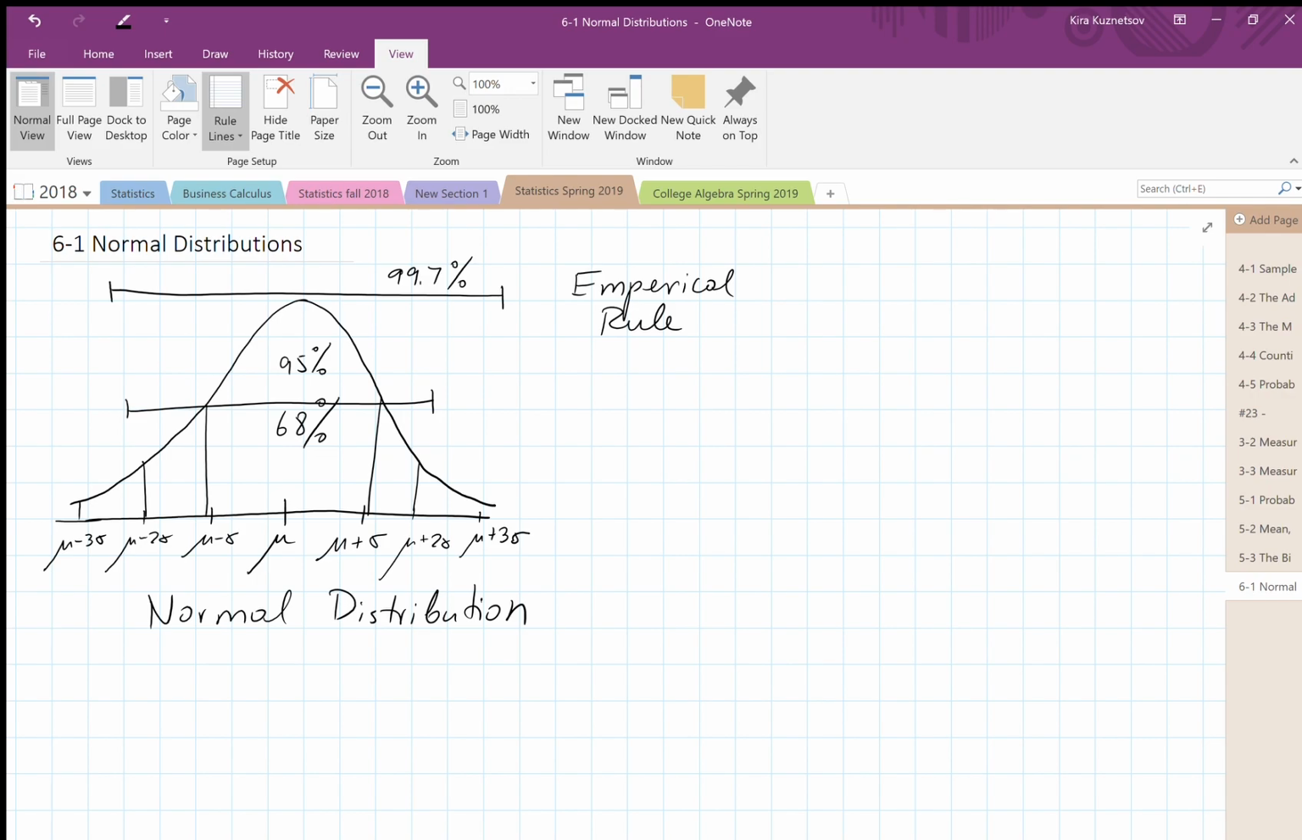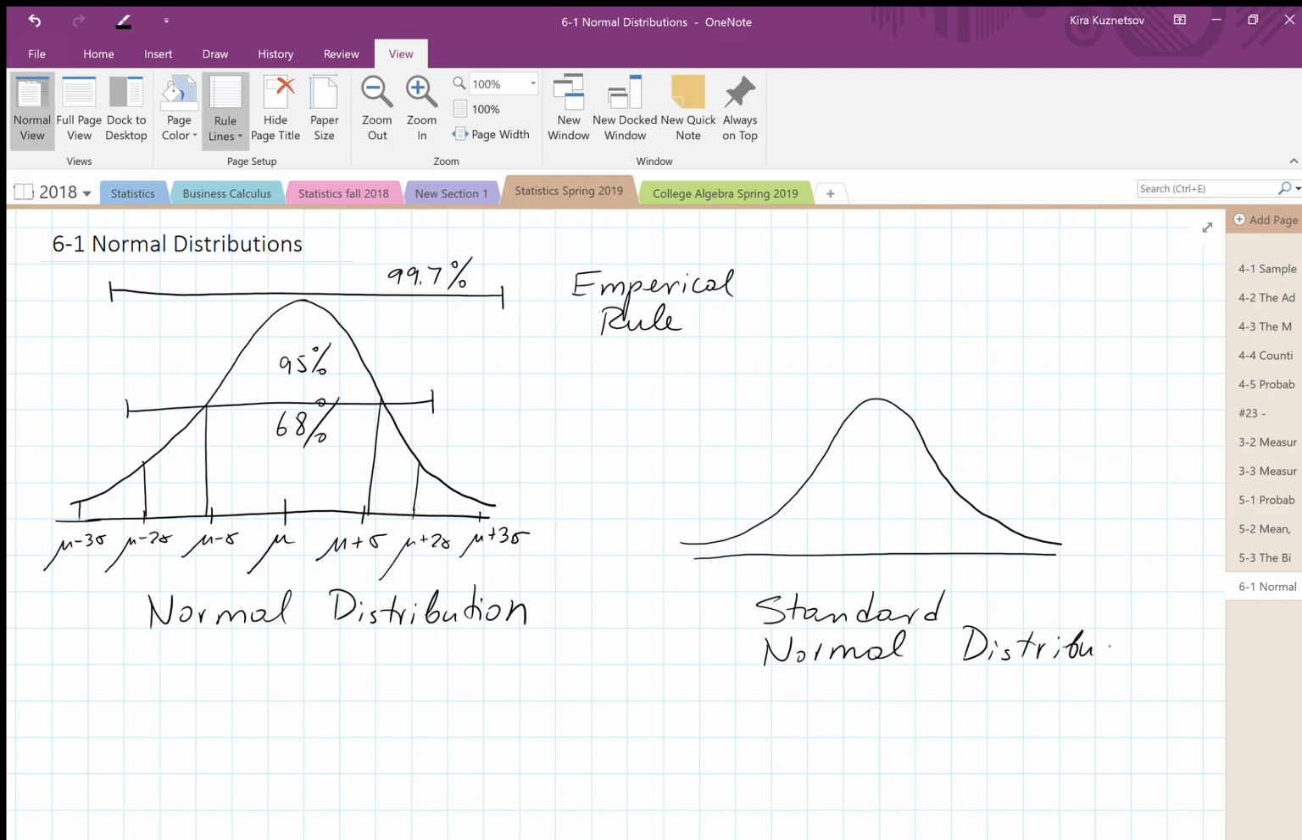The other normal distribution that I want to make a note is called standard normal distribution. Now, they all look exactly the same. The difference between a standard normal distribution versus normal distribution is the mu is fixed at 0, and standard deviation is fixed at 1.